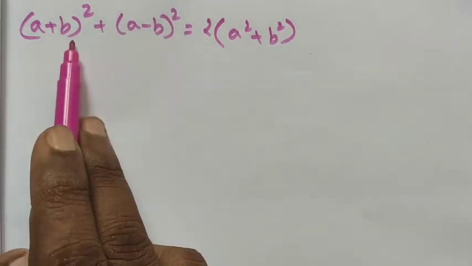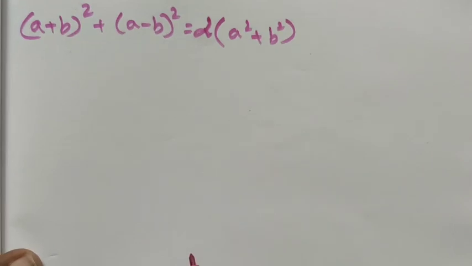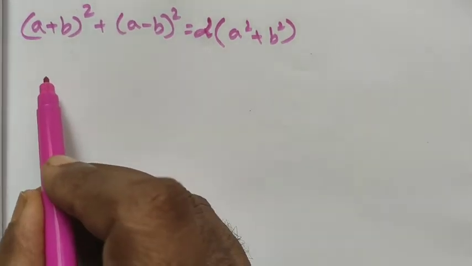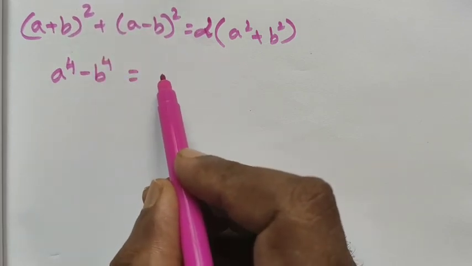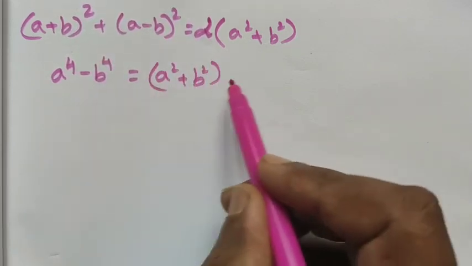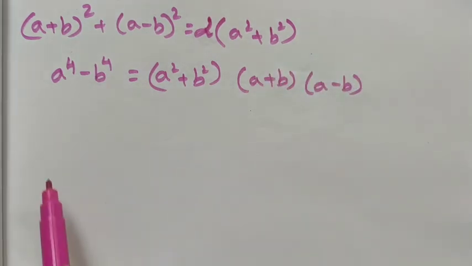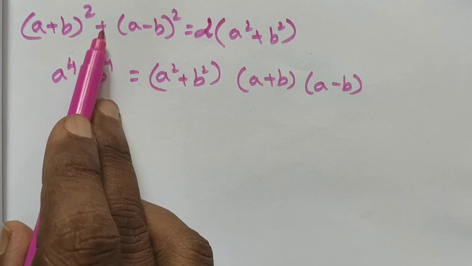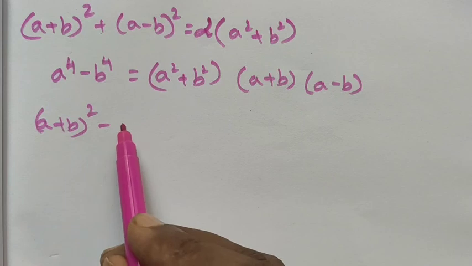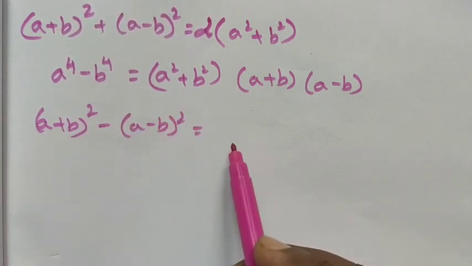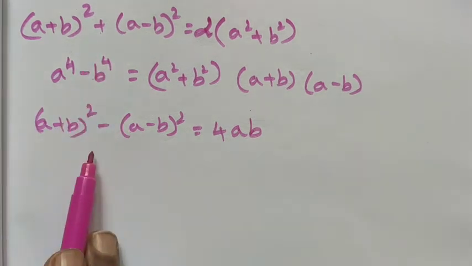Next we see that (a plus b) whole square plus (a minus b) whole square is equal to 2 times (a square plus b square). And then a power 4 minus b power 4 is equal to (a square plus b square) into (a plus b) into (a minus b). And then the same term with a negative symbol, we get (a plus b) whole square minus (a minus b) whole square is equal to 4 times ab. Here we have plus, here we have minus symbol, right?